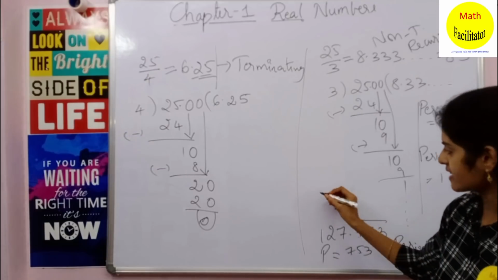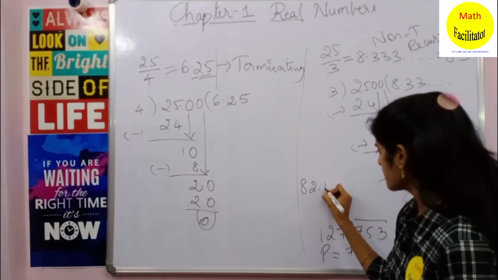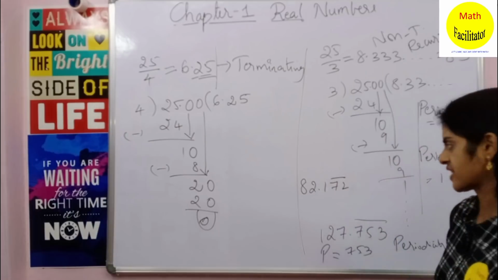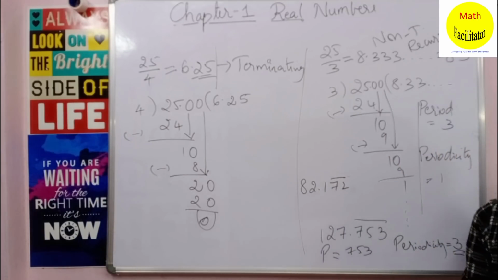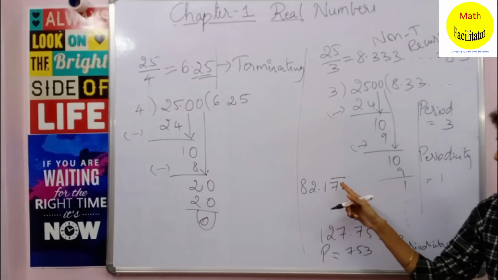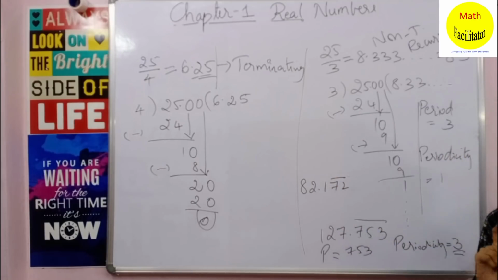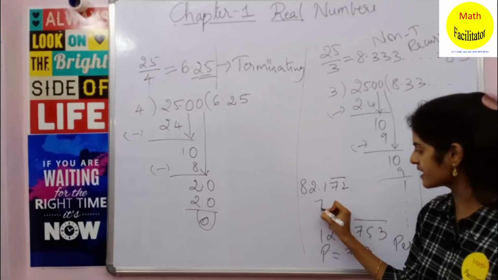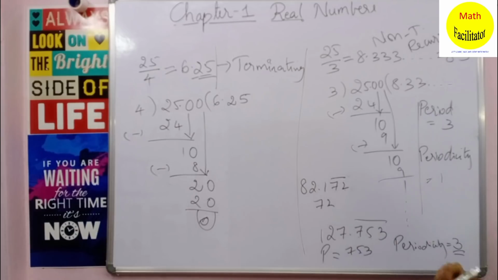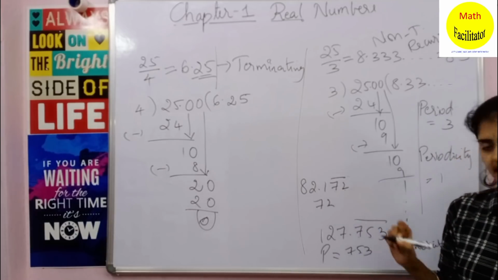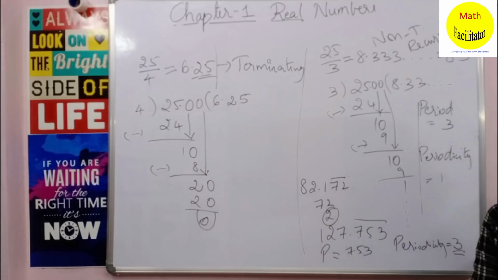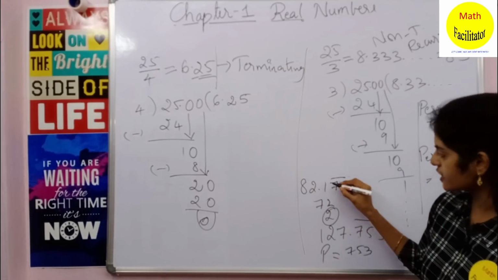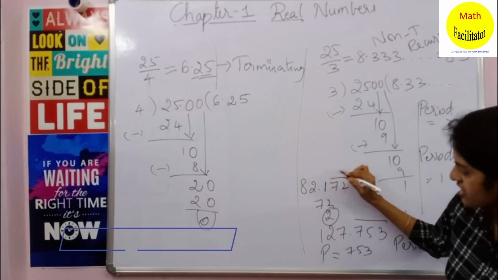Now I'll take another example, 82.172 bar. Now here this bar is only over 7 and 2. It is not on 1. This bar is only on 7 and 2, which means 7 2 is repeating. Yes, now what is the period here? Period is 7 2. Period is a set of digits which are repeating. And what is the periodicity? Periodicity is 2. Clear?